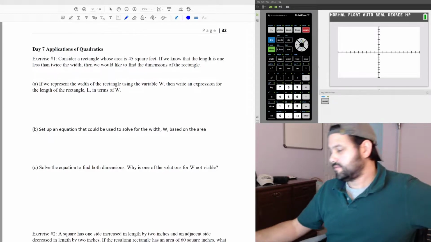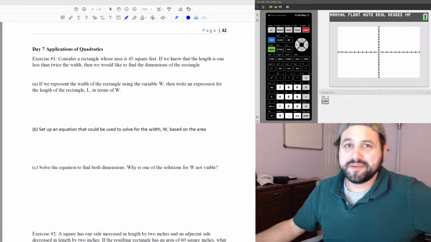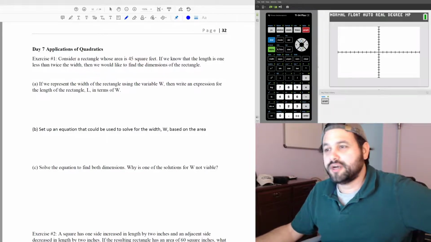Hey, welcome back. It is day 7. We are on page 32. This is Applications of Quadratics.